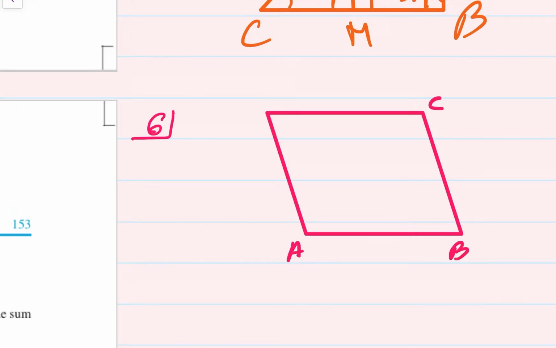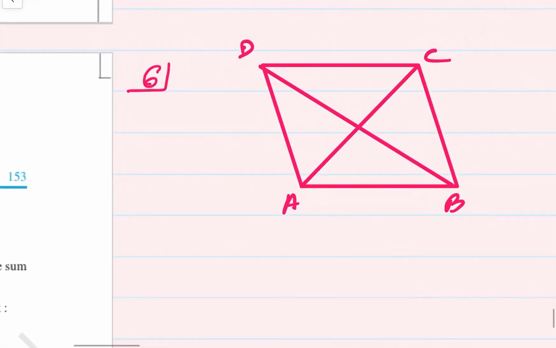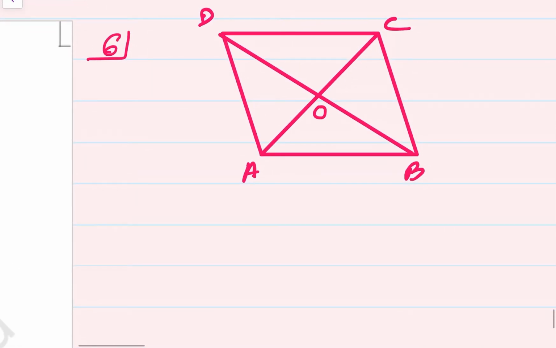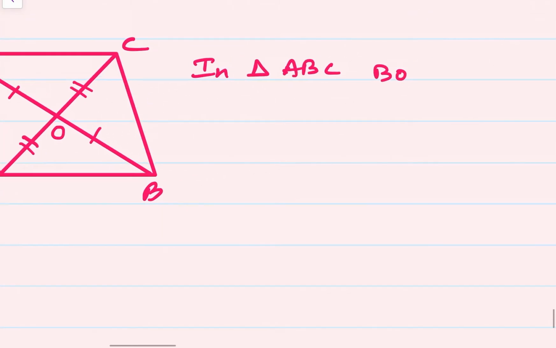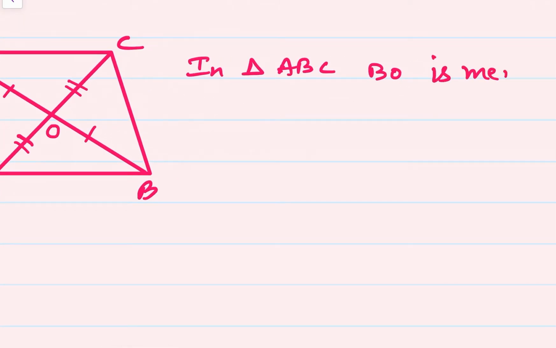A, B, C and D, and it has two diagonals BD and AC. Now these two diagonals are intersecting at point O. Now because it is a parallelogram, the diagonals bisect each other, and so in triangle ABC, BO is the median and in triangle ADC, DO is median.